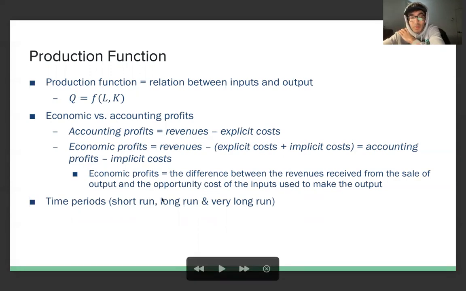And then we look at production in all three time periods. So you have the short run, the long run, and the very long run. And the difference is, in the short run, you have some factors of production, some inputs, that are fixed. So you can't change the quantity of those inputs. So for instance, in the short run, capital is fixed. You can't change that. But in the long run, every factor is variable. So you can change the quantity of labor, you can change the quantity of capital. So there's no fixed factor in the long run.